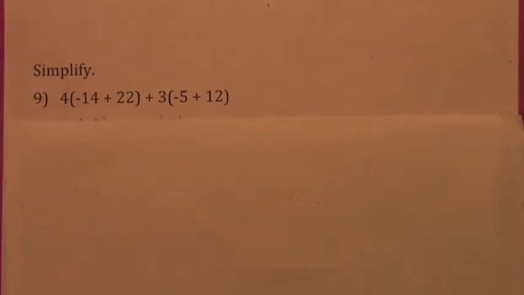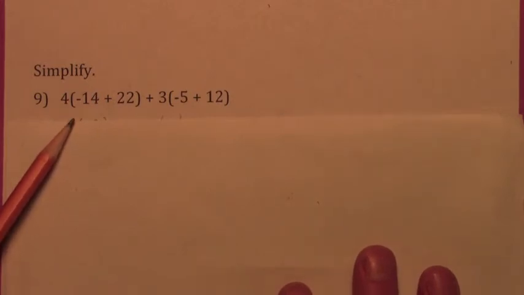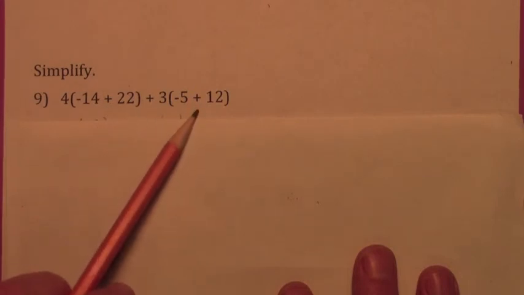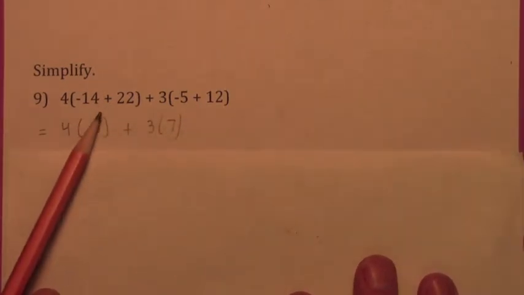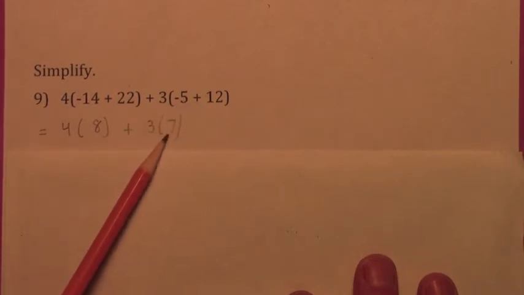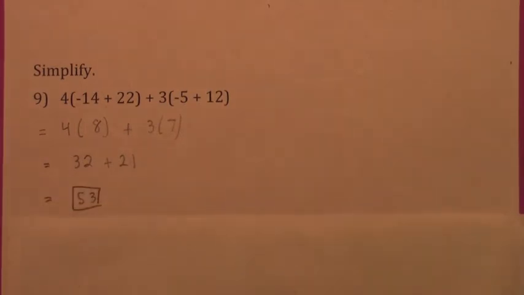Okay, let's shift gears here now and do some simplifying of expressions. Focus here is on good algebra skills, always writing the whole problem down and showing steps. This first one, you follow the order of operations, you're going to do the additions inside of the parentheses, right? Do this addition and this addition. Let's do that on the first step. Negative 14 and 22, when you add those together you get 8. Negative 5 plus 12, you get 7. Then when you do the multiplications, you get 32 plus 21, which comes out to be 53, right?